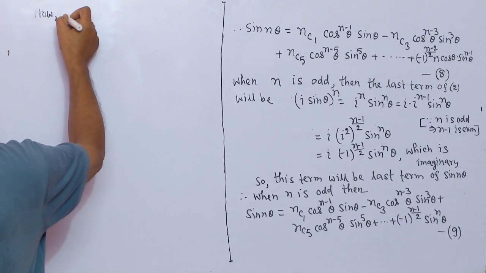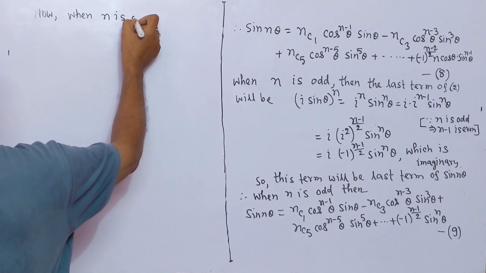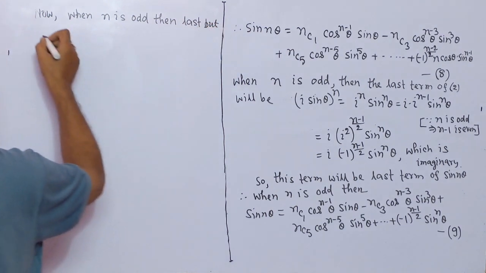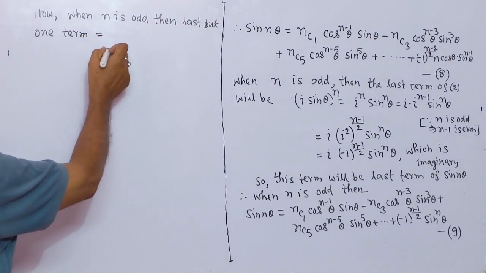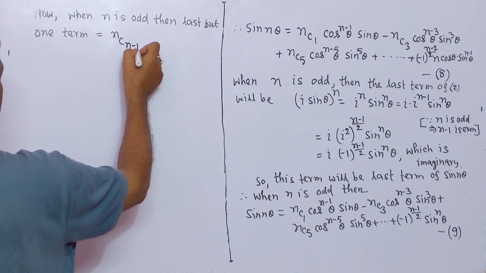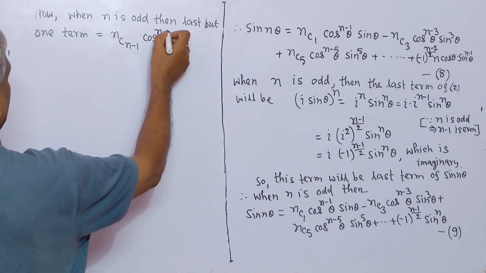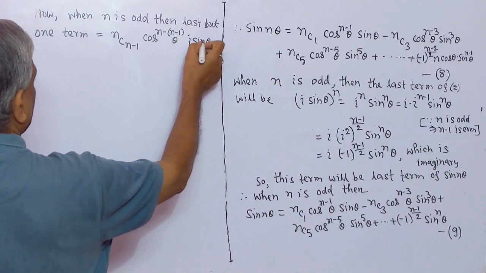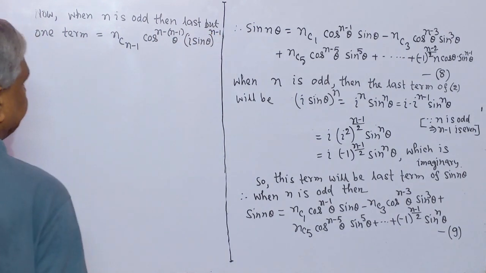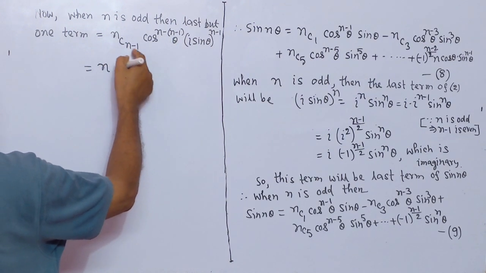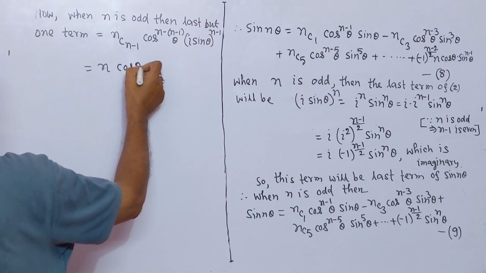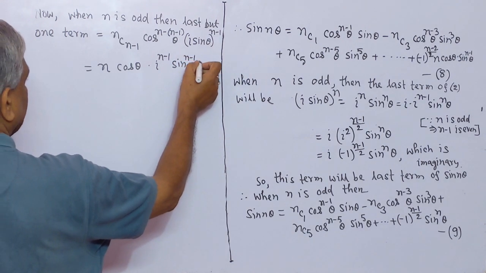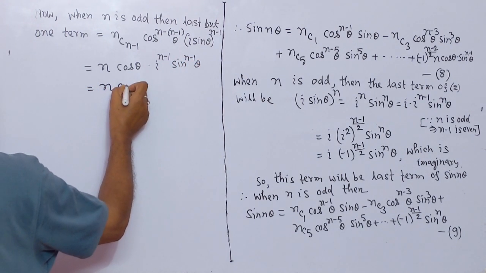Now, when n is odd, then the last but one term is equal to nC(n minus 1) cos to the power n minus 1 theta into (i sin theta) to the power n minus 1, and this is equal to nC(n minus 1), which is n, cos theta multiplied by i to the power n minus 1 sin to the power n minus 1 theta. This is equal to n cos theta.